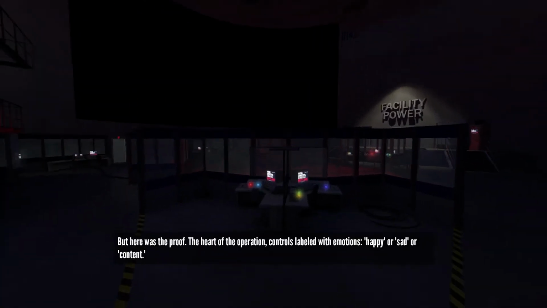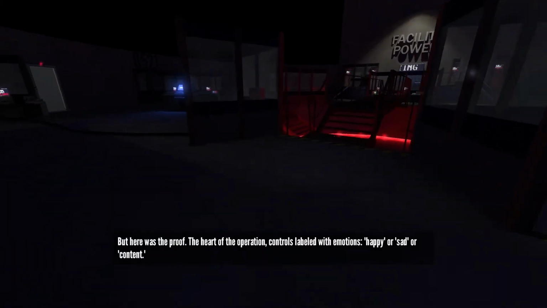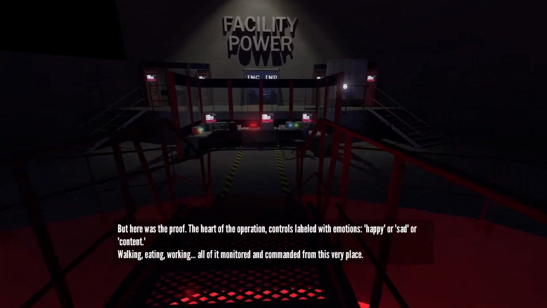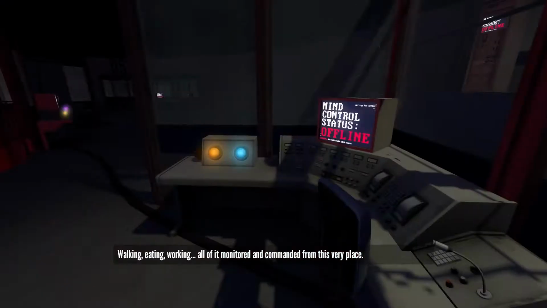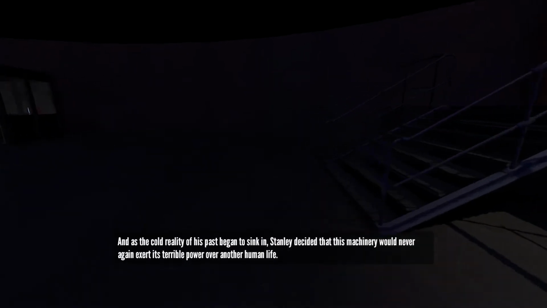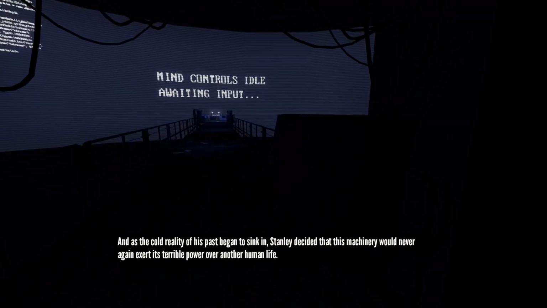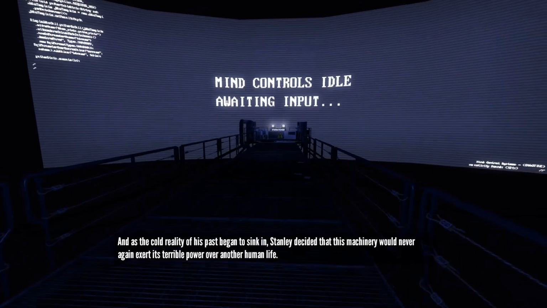But here was the proof. The heart of the operation. Controls labeled with emotions. Happy, or sad, or content. Walking, eating, working. All of it monitored and commanded from this very place. And as the cold reality of his past began to sink in, Stanley decided that this machinery would never again exert its terrible power over another human life.